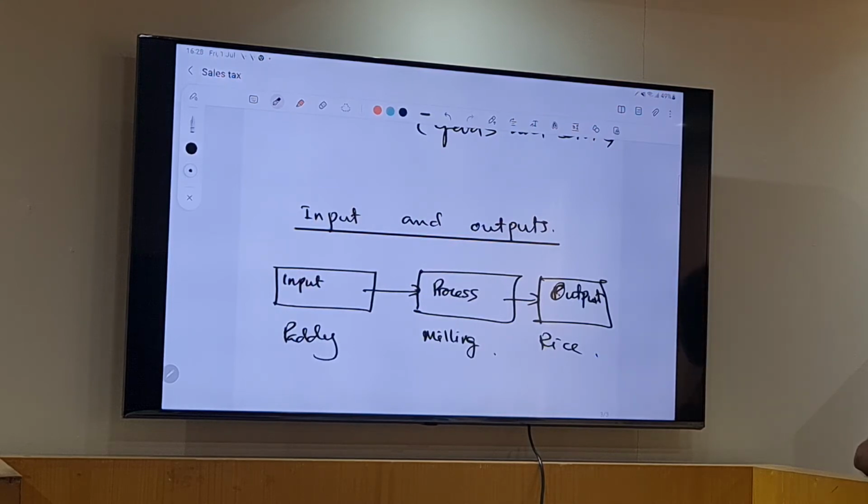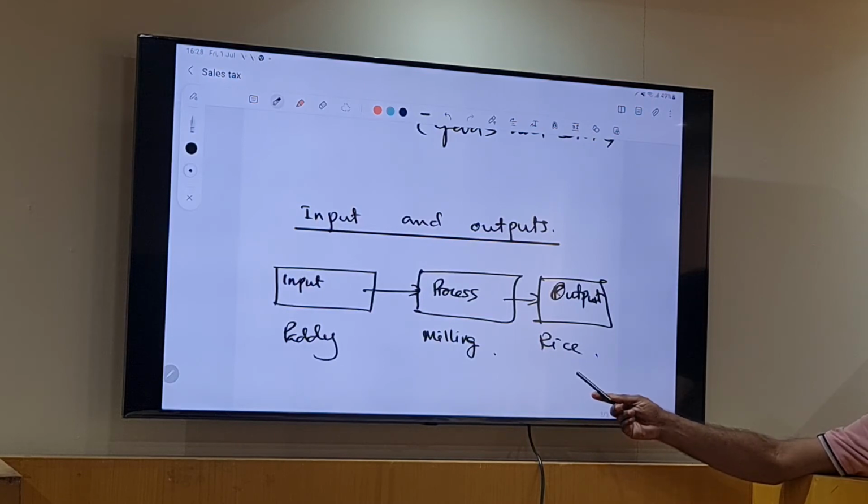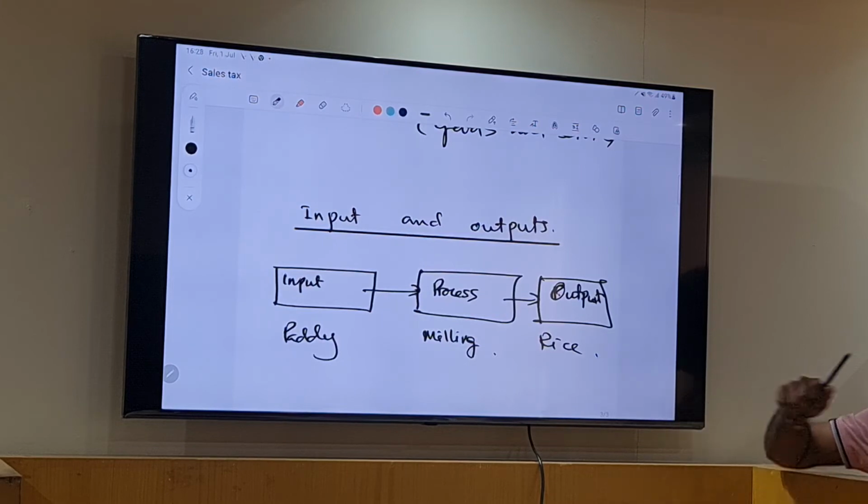you have paddy, paddy, rice. Before rice, on the tree you have paddy. Not the same.